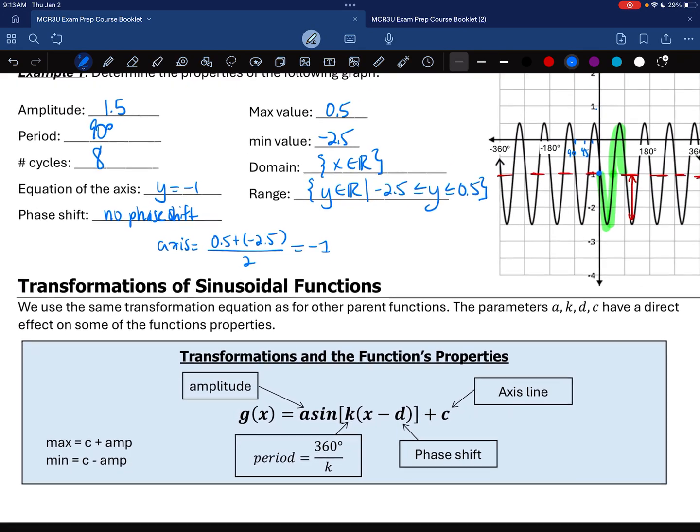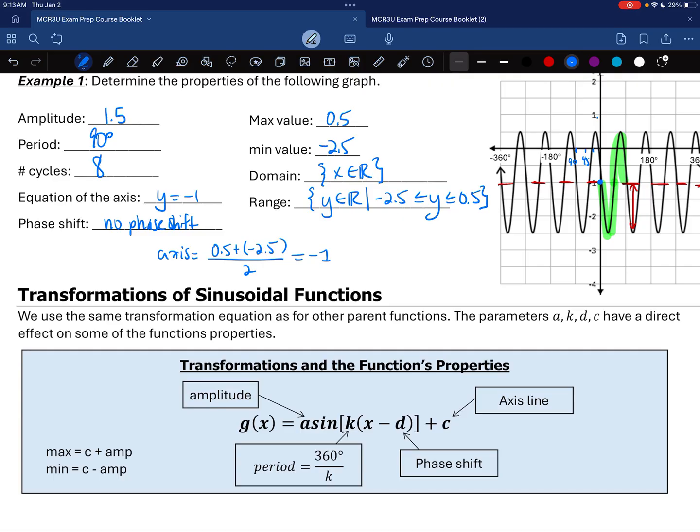Transformations of sinusoidal functions work the same as the other parent functions. We have those parameters a, k, d, and c, but these all have direct effects on these function properties like the period, the amplitude, and so on. So remember that this is a vertical stretch or compression. Well, this has a direct effect on the amplitude. So you could think A stands for amplitude. Whatever value is there, that is the amplitude.